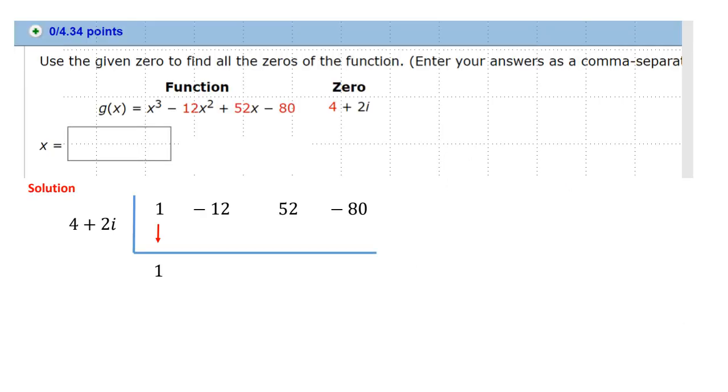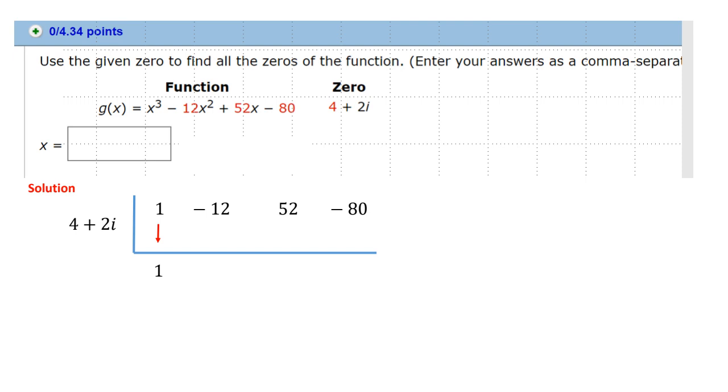All right, let's look at another example taken straight off your homework. Use the given zeros to find all the zeros of the polynomial. So they're giving me this polynomial of degree 3, x cubed minus 12x squared plus 52x minus 80. And they're telling me that I have a zero of this complex term now, 4 plus 2i. So believe it or not, we can also use synthetic division to simplify polynomials, and we can do it in this format. Again, my zero is 4 plus 2i.